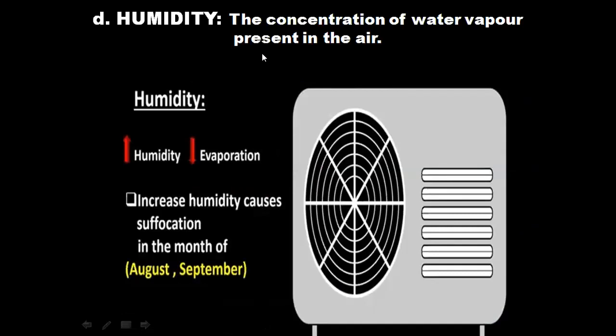Humidity. The water vapors present in the atmosphere or in the air is humidity. The more the humidity, the less the rate of evaporation. In other words, humidity is inversely proportional to the rate of evaporation. Increase in humidity causes suffocation and does not allow water molecules to escape as gases around us.